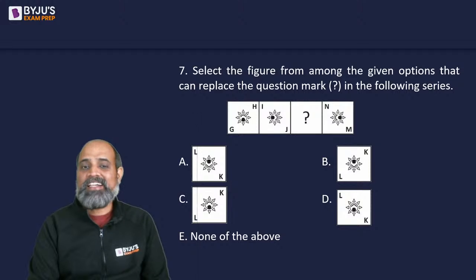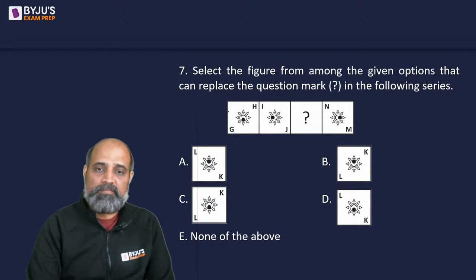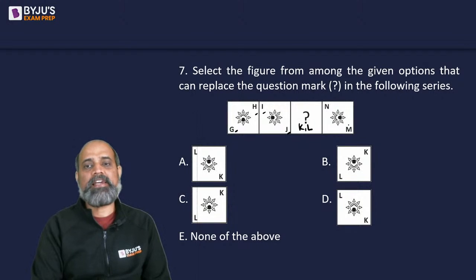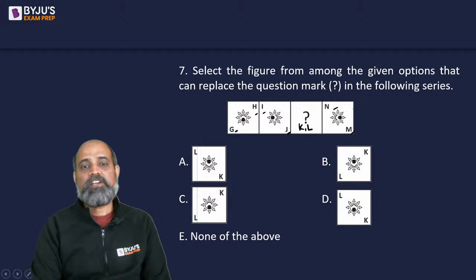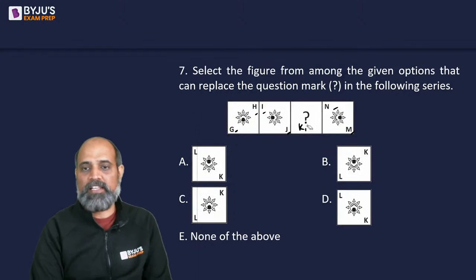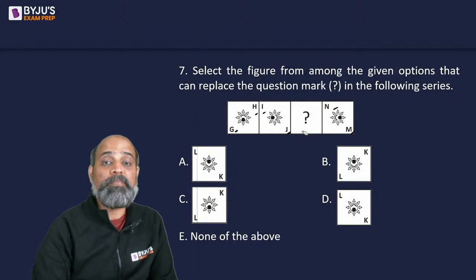So if you look at the letters, we have G, H, I, J. Of course, we should have K and L here so that we can have M and N. So we need K and L. Looking at the options, there definitely we do have K and L. But where should K and L be placed?